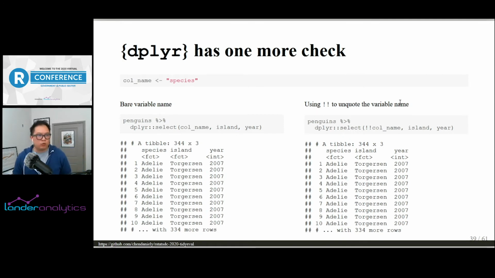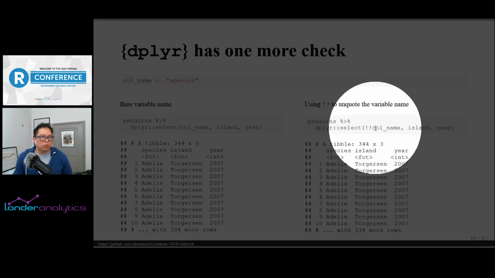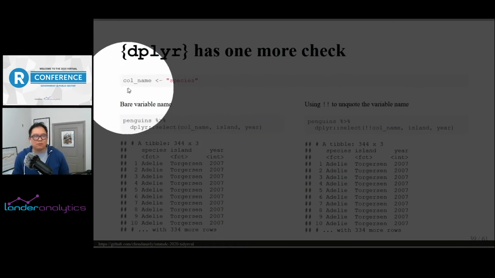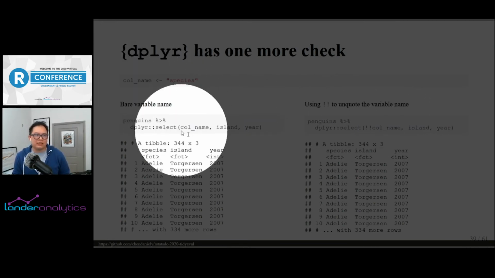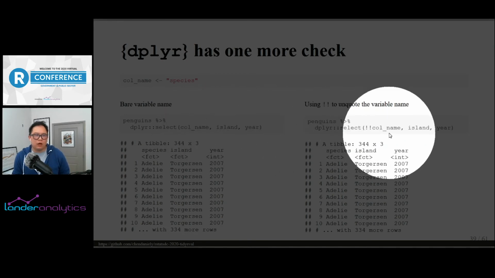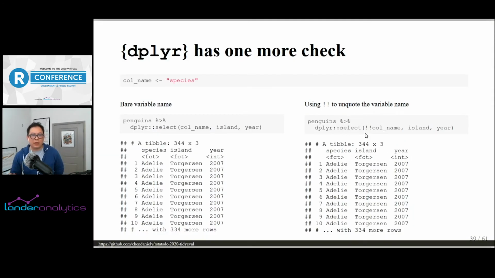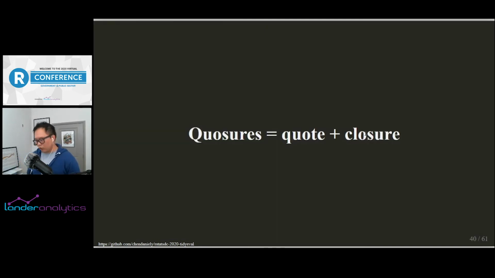dplyr on its own actually has one more check. So you can sort of have this mixed series of columns. So we can pass in species as a column name and pass in column name there. And then we can also use bang bang column name, and it'll selectively unquote that. So dplyr allows both versions, and our current function doesn't work that way. And the way for us to make our function behave more like dplyr, we have to learn a thing about quosures, which is a quote and a closure.